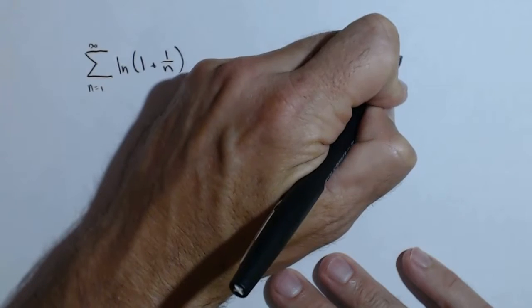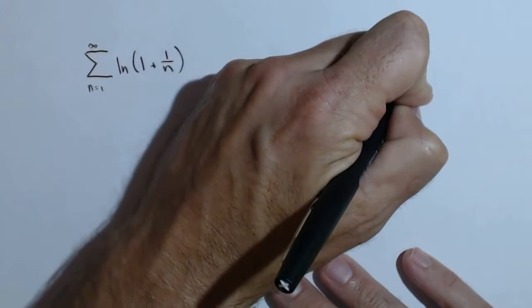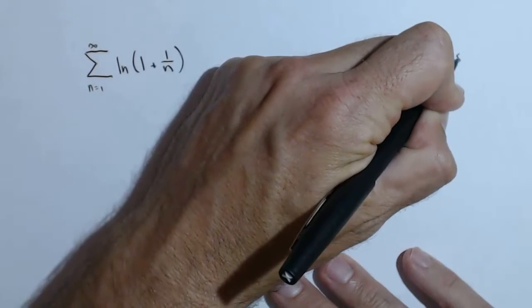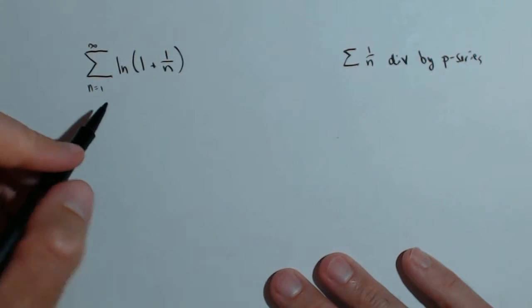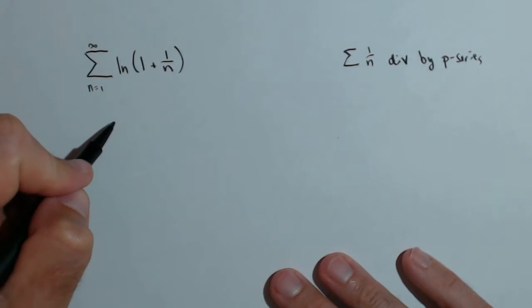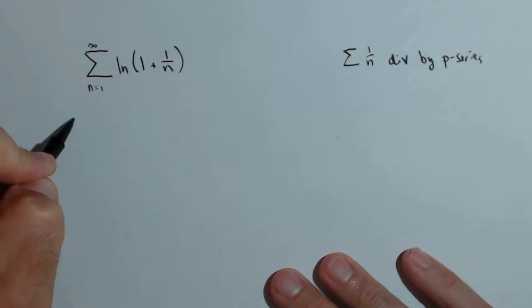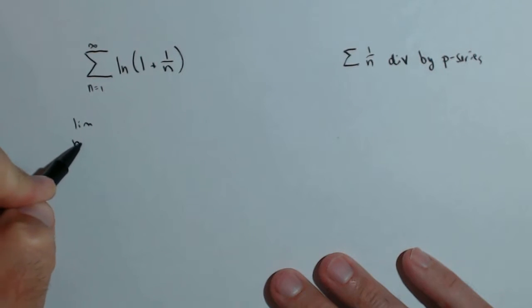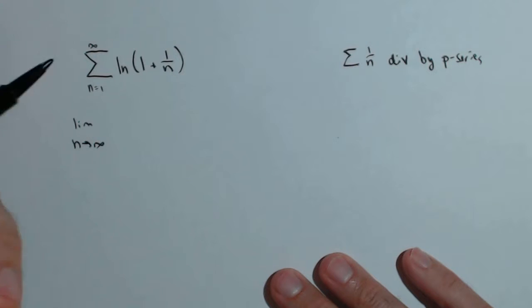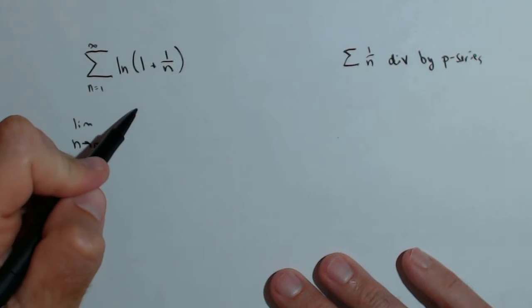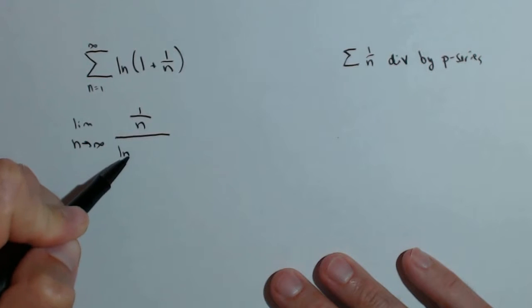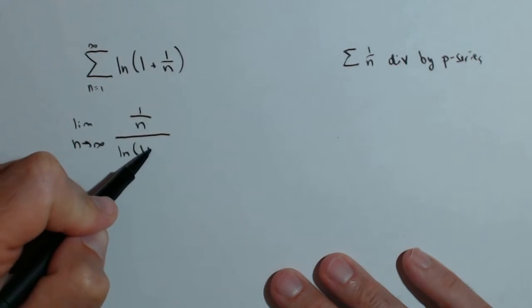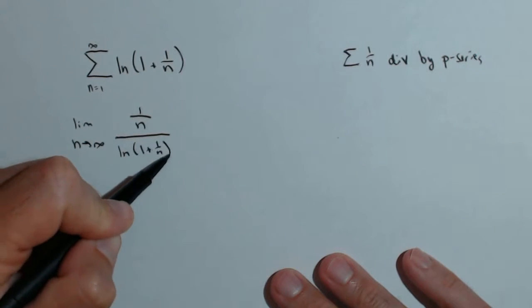we know diverges by p-series. I want to see what happens if I compare the two in a limit comparison test. So I'm going to do the limit as n goes to infinity. Doesn't matter which one we put on top. 1 over n over ln of 1 plus 1 over n.